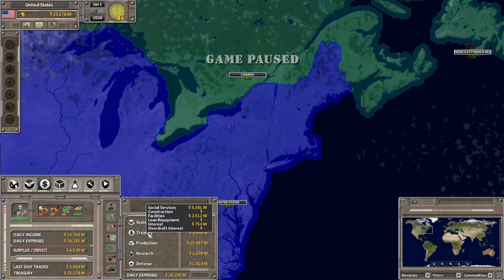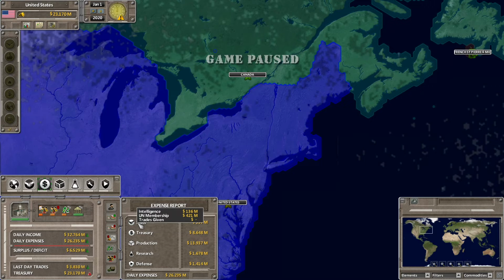Interest is here. I took a bond and this is the amount of interest I need to be paying. That's what that is. And then overdraft interest is I need to pay it, but I didn't have enough money to pay it, so now I have to pay even more. This is what I owe now from that, and that's a really bad situation to be in.